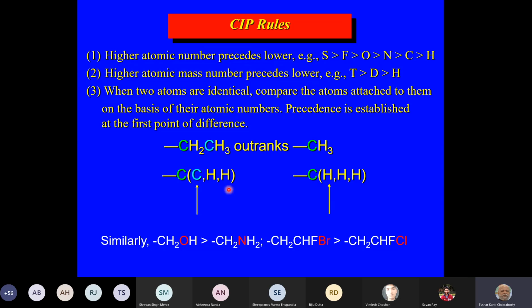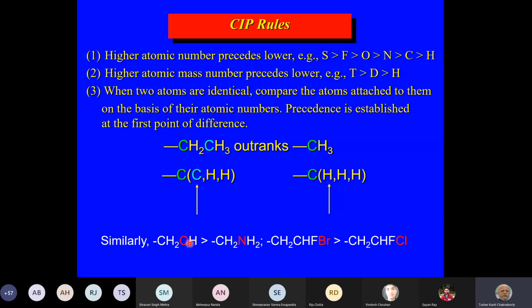What are the different substituents? You can write in this kind of bracket, and you can see that this green carbon is attached to one carbon, one hydrogen, and one hydrogen, two hydrogens. I have put the one which has a higher atomic number first, and then go to the second one, and the third one, of course, in this case, is the same. If you compare it with a methyl, you again put the substituents in the bracket. You can see hydrogen, hydrogen, hydrogen. So this one has a higher priority, and carbon, so you give that ethyl group a higher priority than a methyl group. It outranks the methyl group in terms of priority.